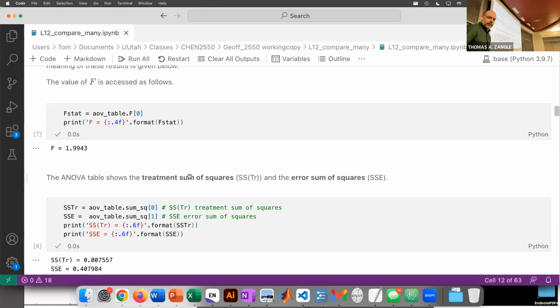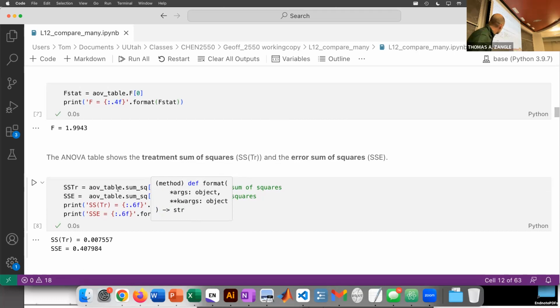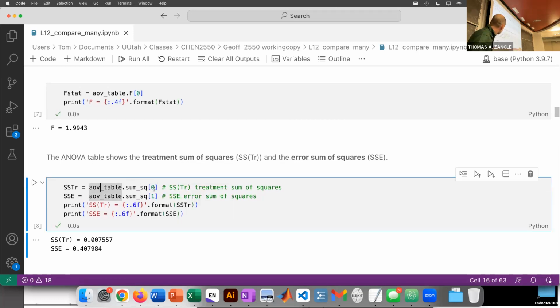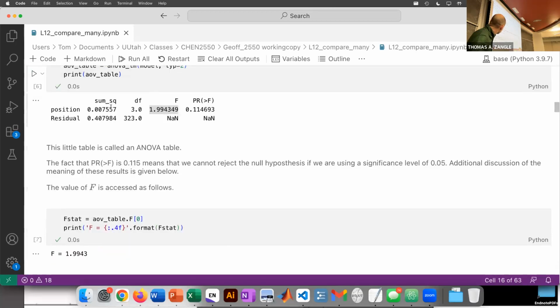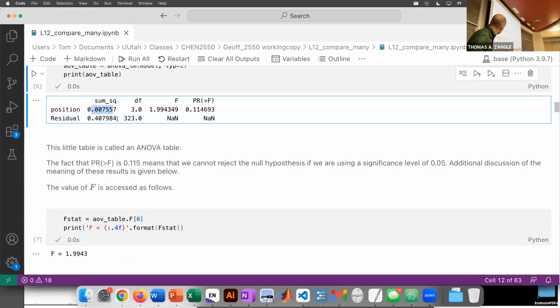And these are the treatment sum of squares and the error sum of squares. So the treatment sum of squares is this AOV table sum squares, the first value in there, index 0, and the sum of squared error, SSE, is that second value, again shown in our table here as these two values for position and residual.